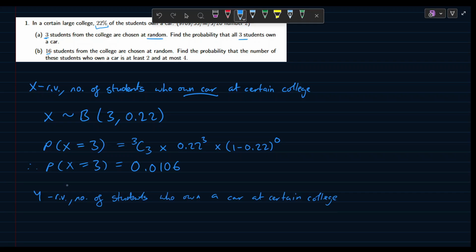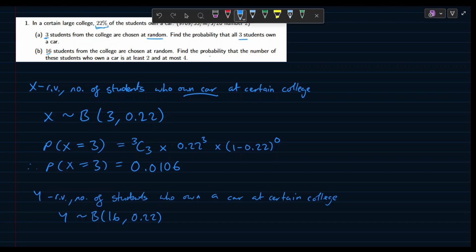And again, because this is technically the same random variable as x, all 4 of our conditions are satisfied. There are 2 outcomes: either the student owns a car or they do not own a car. The probability of success is still 22%, so it's going to be constant throughout our trial, and we have a fixed number of trials. In this case, that's 16, and our trials are independent of each other since our trials are random. Okay, so we can say that y therefore follows a binomial distribution, and the sample size or the number of trials is 16, and the probability of success is 0.22.